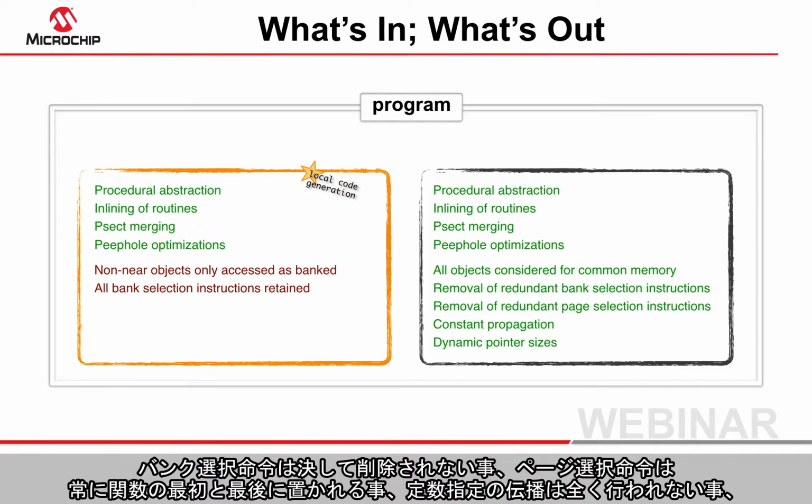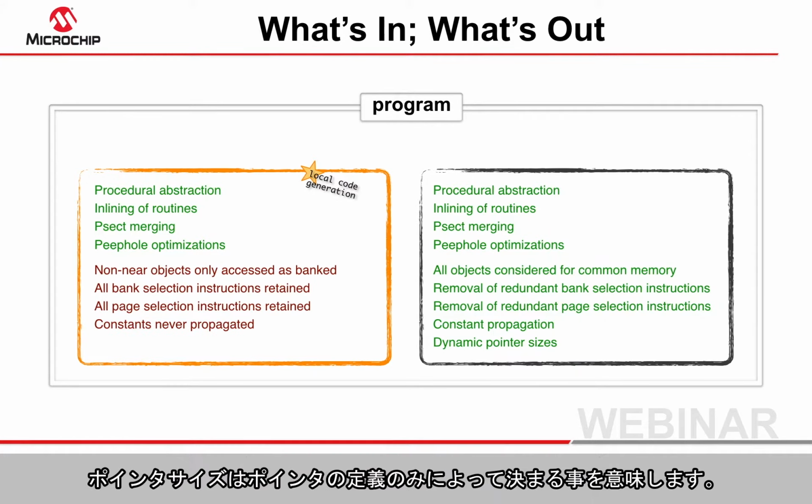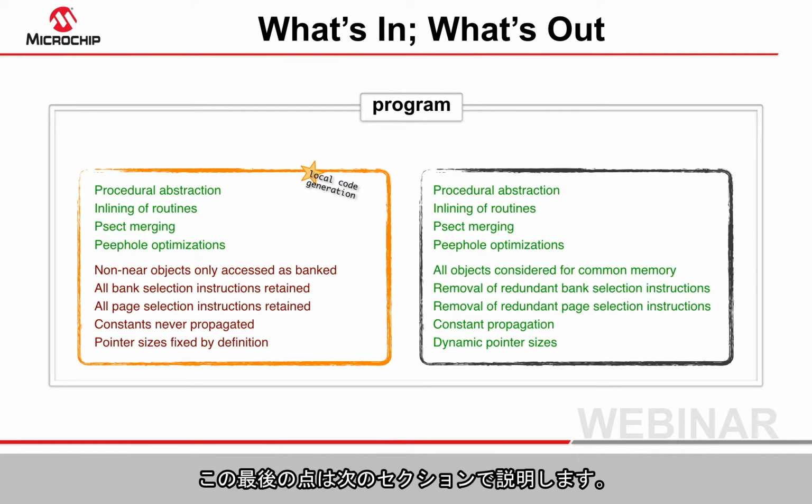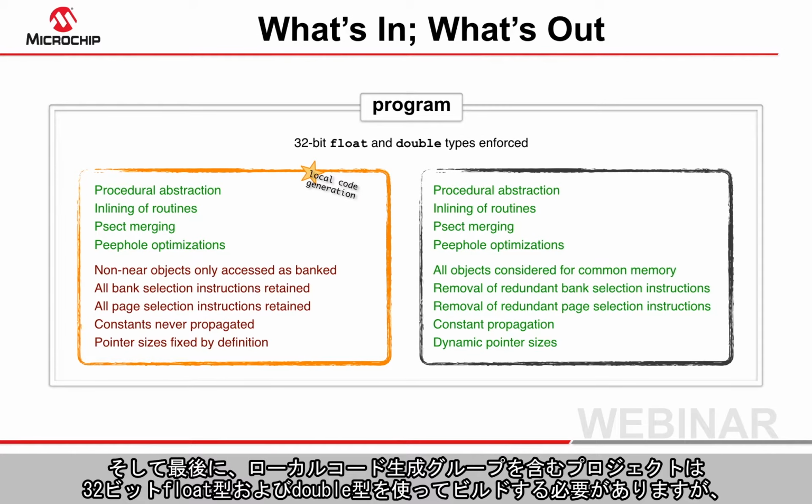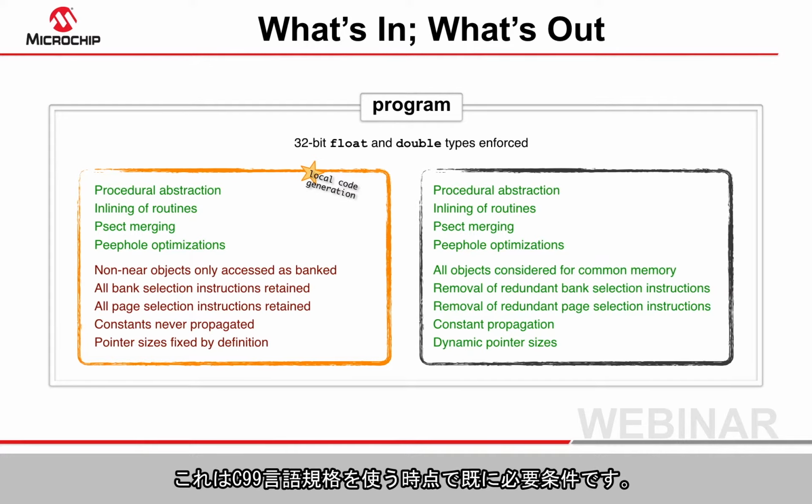Bank selection instructions are never removed. Page selection instructions always appear at the beginning and end of functions. Constant propagation is never performed, and pointer sizes are determined purely by their definition. This last point is covered in the next section. And finally, projects that contain any local code generation groups must be built using 32-bit float and double types. However, this is already a requirement when using the C99 language standard.